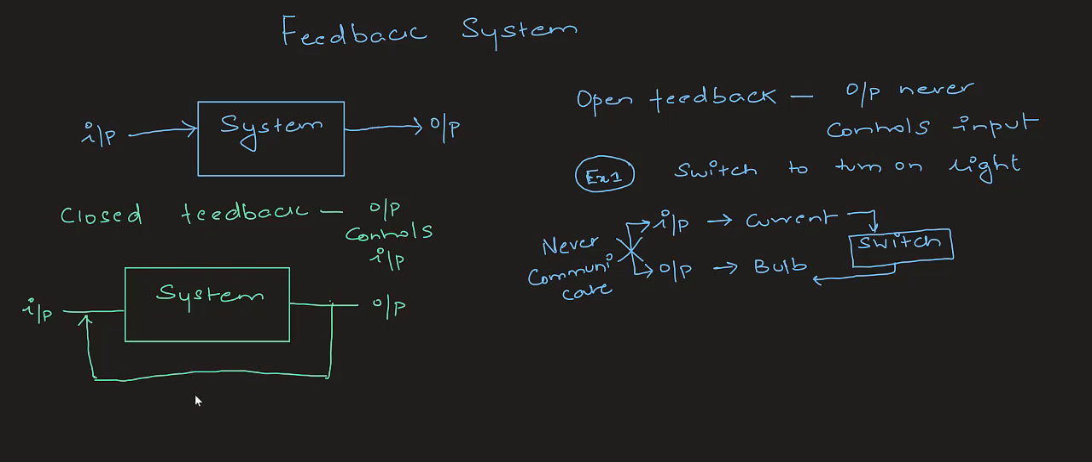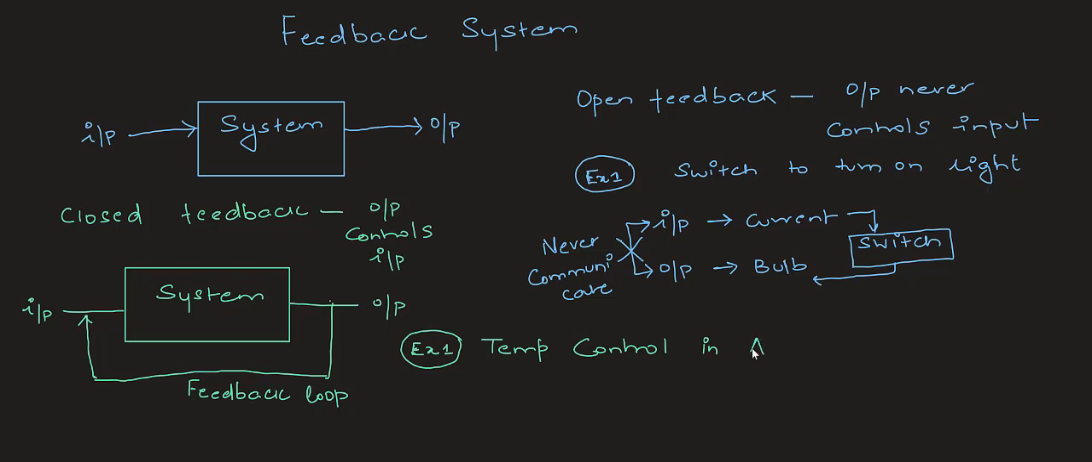So this is how a closed feedback loop looks. Here the output is communicating with the input, and based on this communication, the system changes itself. The system will change according to how this feedback loop asks it to behave. The system behavior is dependent on the feedback loop.